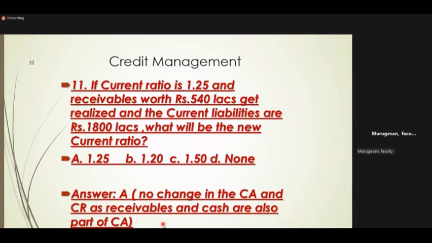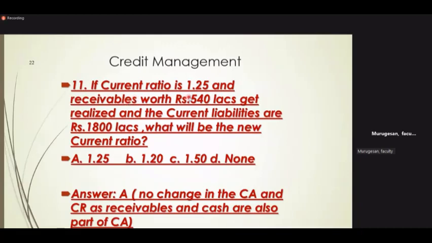How many of you understood? Anybody having a doubt, please? Sir, please repeat. Friends, what is current ratio? Current ratio is current assets divided by current liabilities. Now, current liabilities have not undergone any change, but they have given some data to mislead you. Current assets also have not undergone any change. How do you come to know? Because they have told the current ratio is just 1.25.